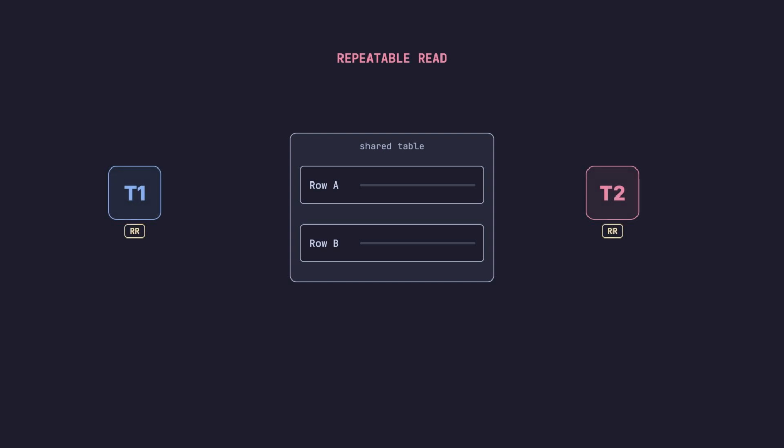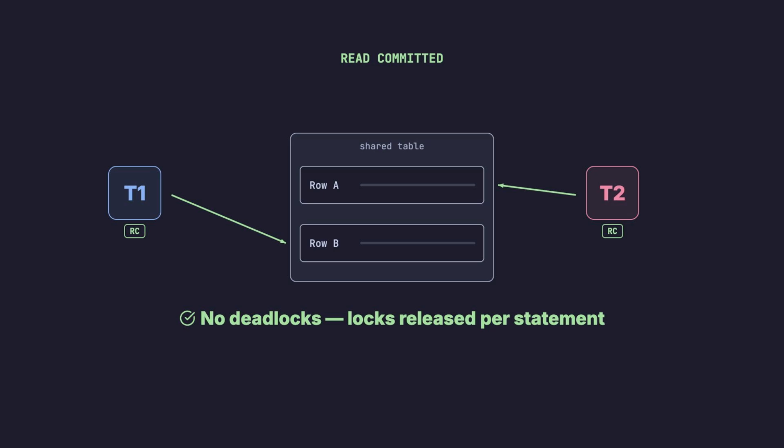So when you see deadlocks, don't just look at your SQL. Check the isolation level. That default repeatable read might be holding gap locks long after you thought the transaction was done doing work. Changing it to read committed can be the safety valve that keeps your database running smoothly, without sacrificing correctness.